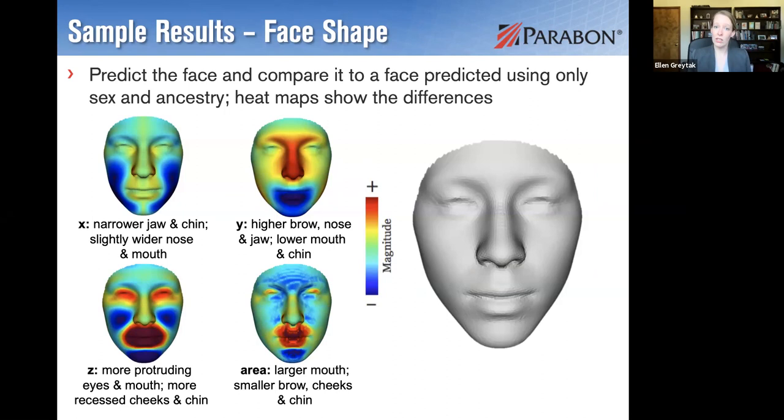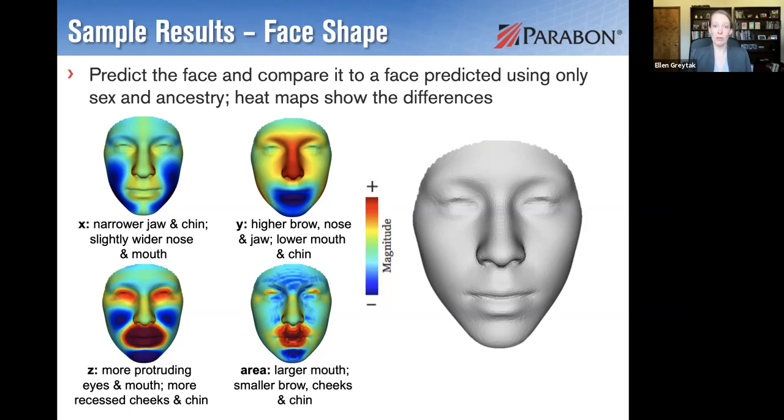We then compare that to a prediction made just using sex and ancestry. So it's kind of like a baseline. If we knew that this person is a Northern European female, and then we predict Northern European female and this specific set of genetic markers, how are those two faces different? And that's what we can describe.